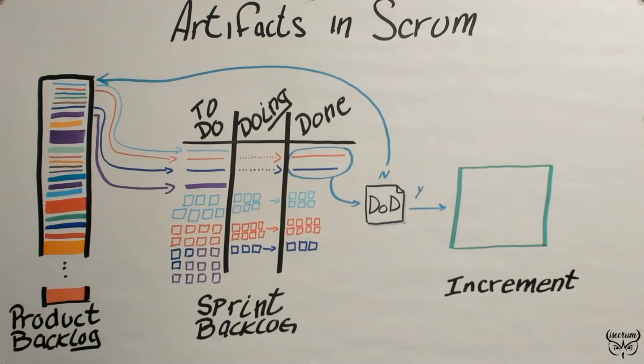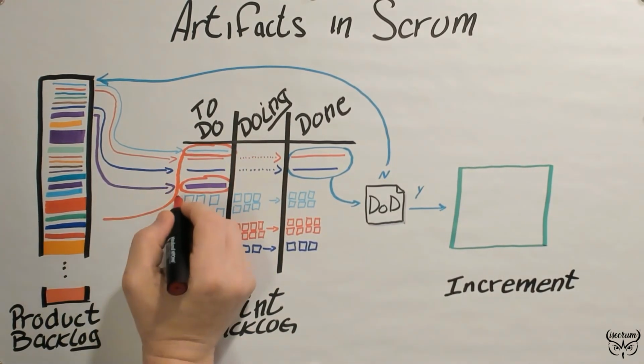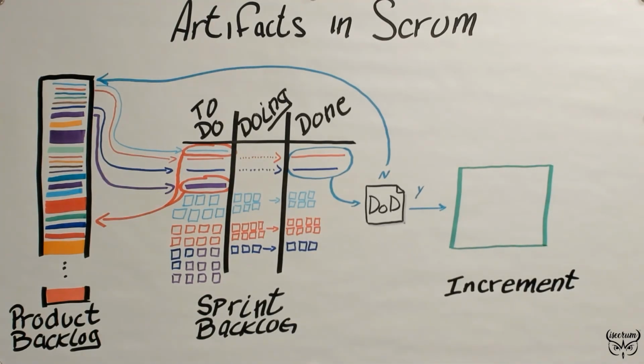If you're wondering what happens to the light blue product backlog item and the purple product backlog item, those are the items that were not finished during the sprint. They too go back to the product backlog to be reprioritized by the product owner and possibly brought into a future sprint.